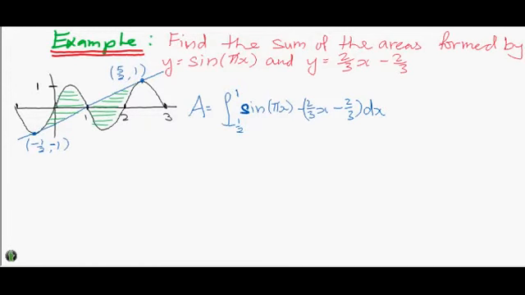And then you want to add this thing, the second half. The second half runs from 1 to 2.5, which is 5/2. And it is exactly the opposite: 2/3 x minus 2/3 minus sine pi x dx. Sorry. Okay, good.